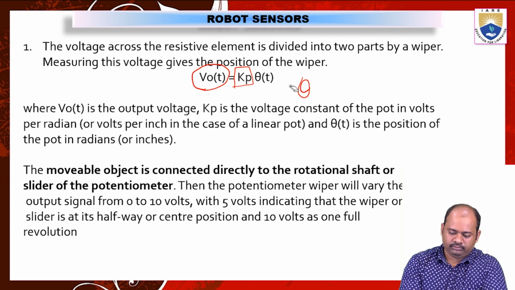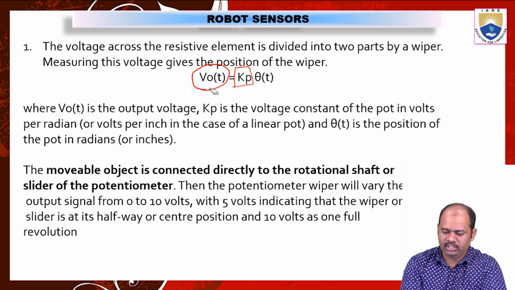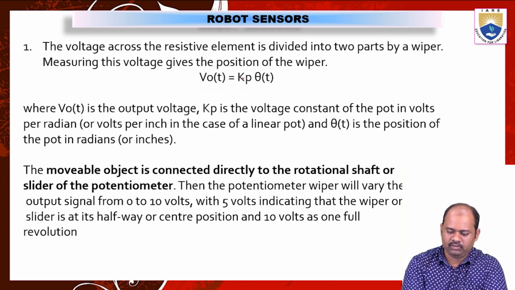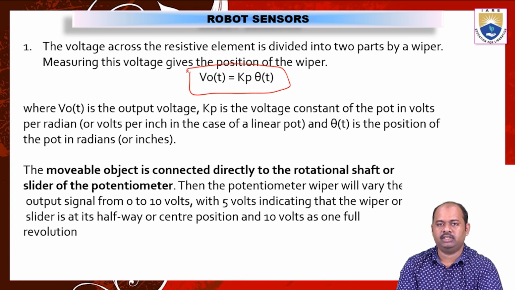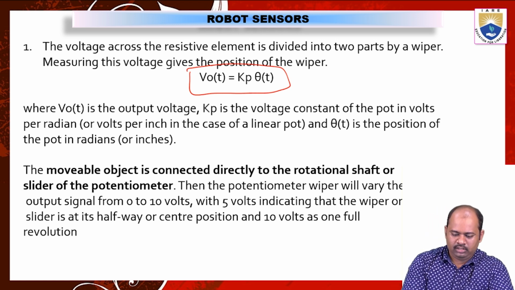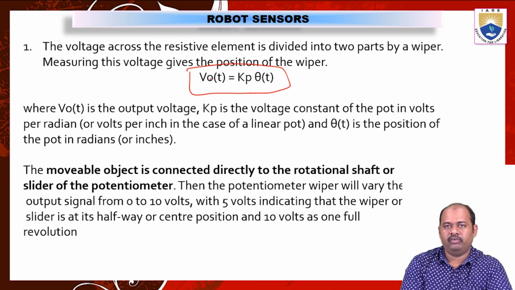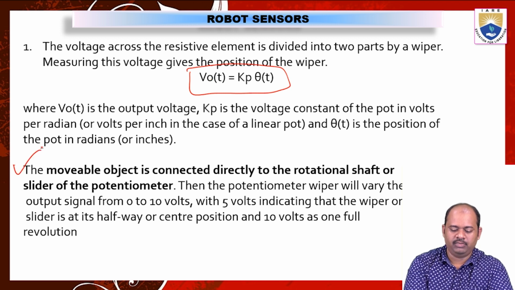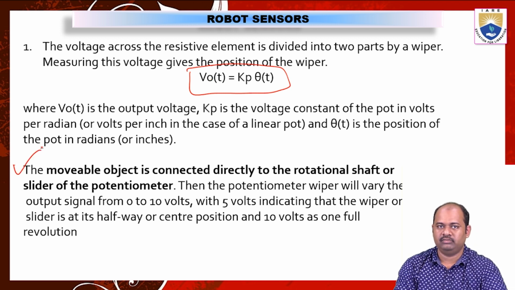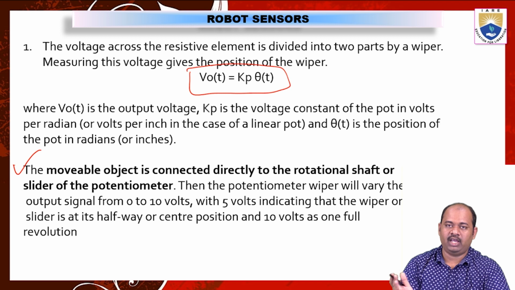So see here, in this formula, V naught is the output voltage, Kp is the constant of the potentiometer, and theta is the angle rotated by the wiper inside the potentiometer. See, this is the basic principle of a potentiometer. It can be used for measuring the position, that means in the form of angle.